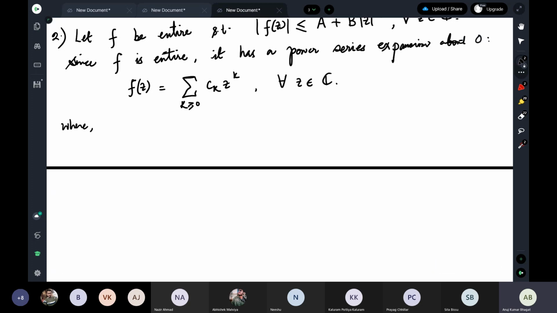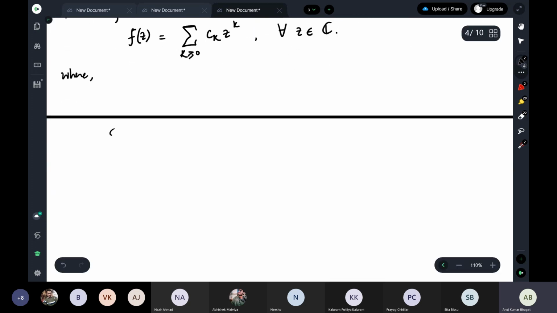What can I say about c k? Just now you had told me that this is the k-th derivative of f at 0. Okay, write it properly. So what is c k? Where c k is the k-th derivative of the function at 0 divided by k factorial.